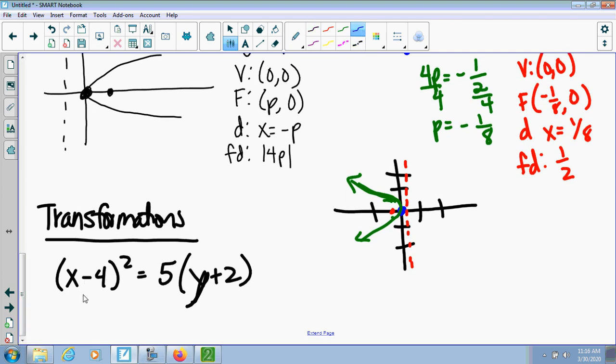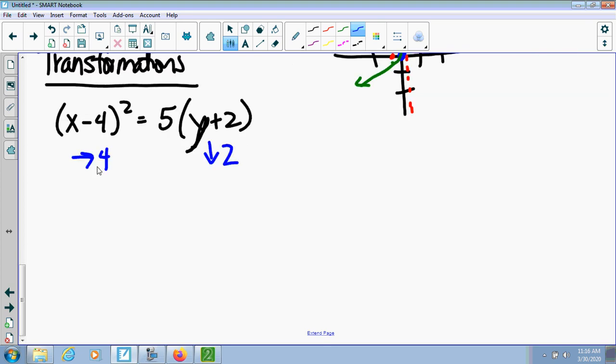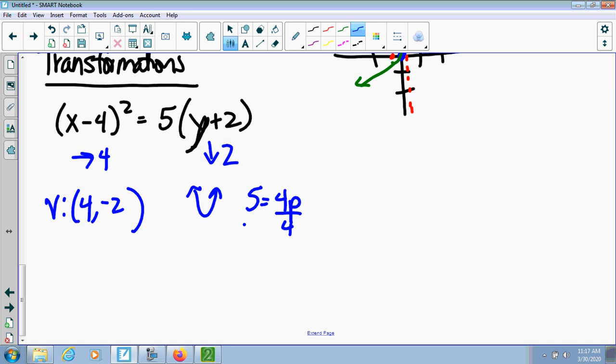So x minus 4, that's going to go to the right 4. Y plus 2, it's always opposite. We're going down 2. So that just means your vertex is at 4, negative 2. Then you do everything else from that like we would have done before. It's x squared, and it's positive, so I know it's going to look like this. That 5 is going to equal the 4p. Divide by 4, so p is 5/4. So you'll use that once you know what your vertex is.